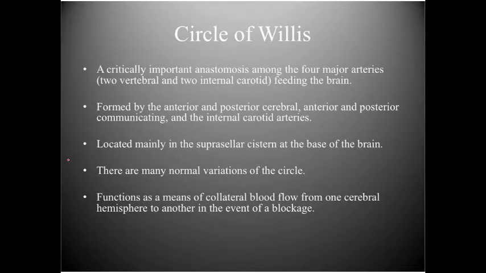So that brings us to the circle of Willis. The circle of Willis is a critically important anastomosis among the four major arteries, the two vertebral and the two internal carotid, feeding the brain, formed by the anterior and posterior cerebral, anterior and posterior communicating, and the internal carotid arteries. It's located mainly in the suprasellar cistern at the base of the brain, and there are many normal variations of the circle. Quite possibly no two circles of Willis will actually look the same. It functions as a means of collateral blood flow from one cerebral hemisphere to another in the event of a blockage.